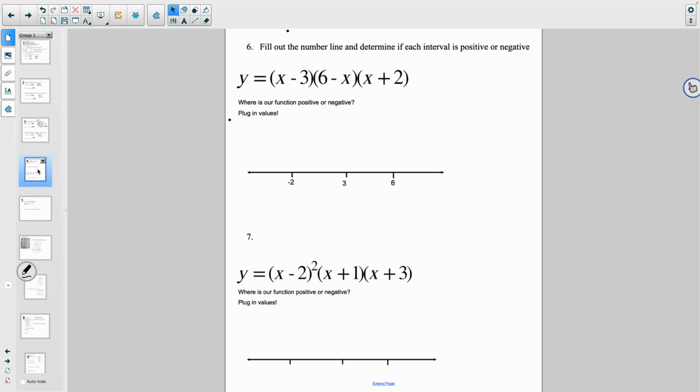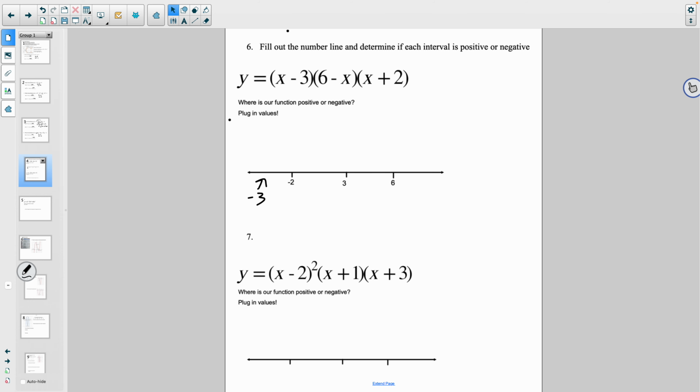All right, let's look at these. So here, these values, -2, 3, and 6, are my x-intercepts. We get that from looking up here. Now, really all we need to do is we have 4 intervals: less than -2, in between -2 and 3, in between 3 and 6, and then greater than 6. We want to determine, are we positive or negative at these intervals? So let's plug in a value. Let's plug in -3, since -3 is less than -2.